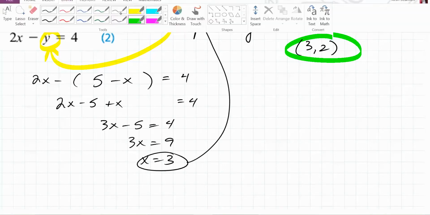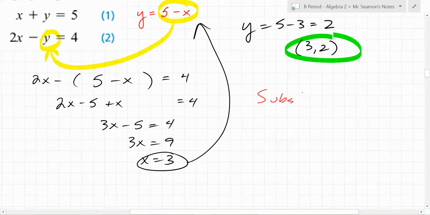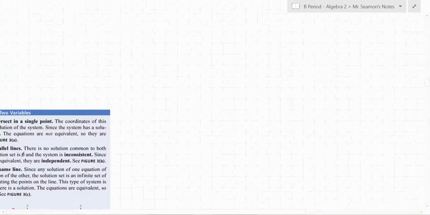So this method right here, what was this method called? Substitution. Substitution is super powerful, and you're going to do it a bunch in this class.